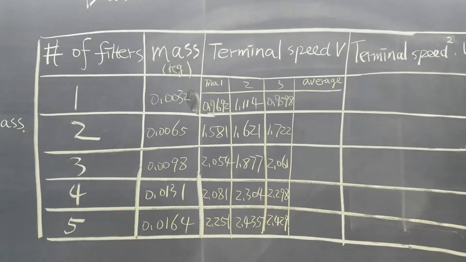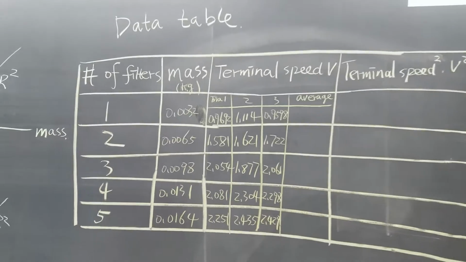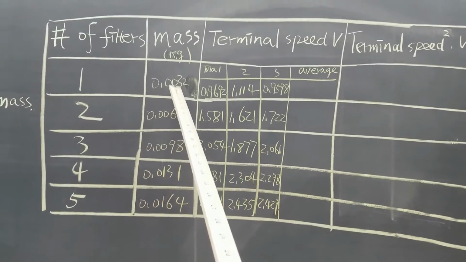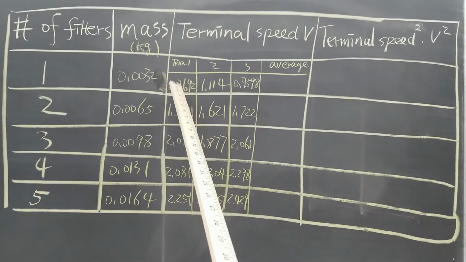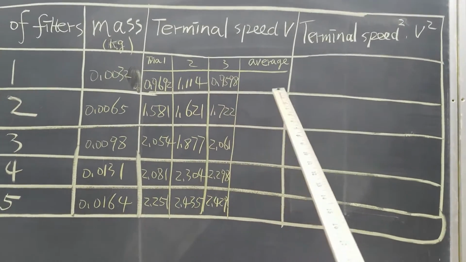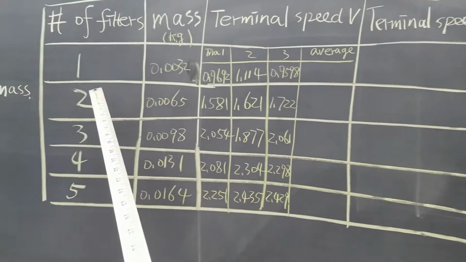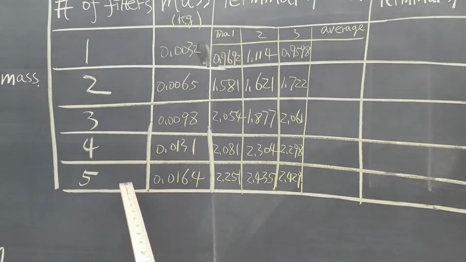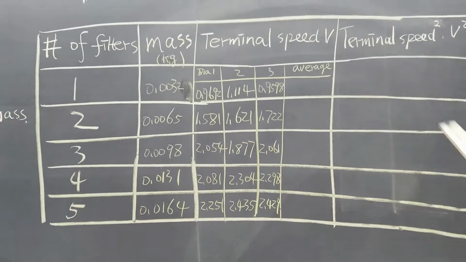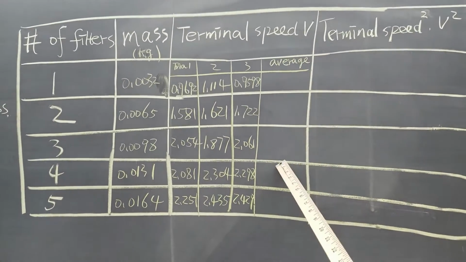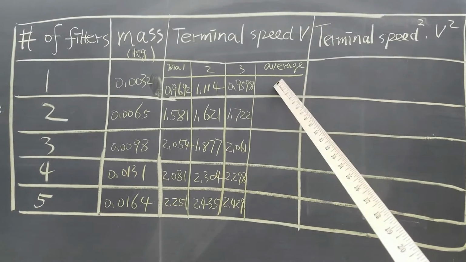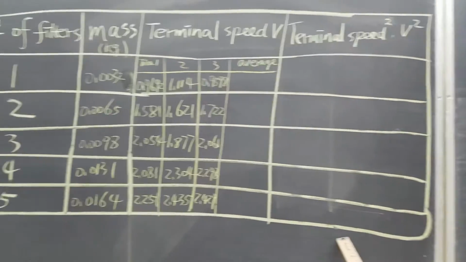This is the data collected by one group of our class today. With one filter, this is the mass in kilograms, and they did 3 trials, and you will calculate the average. This is with 2 filters, different mass, 3 filters, and up to 5 filters. Once you have the average speed, you also calculate the terminal speed squared. Basically, the square of the average goes to this column.